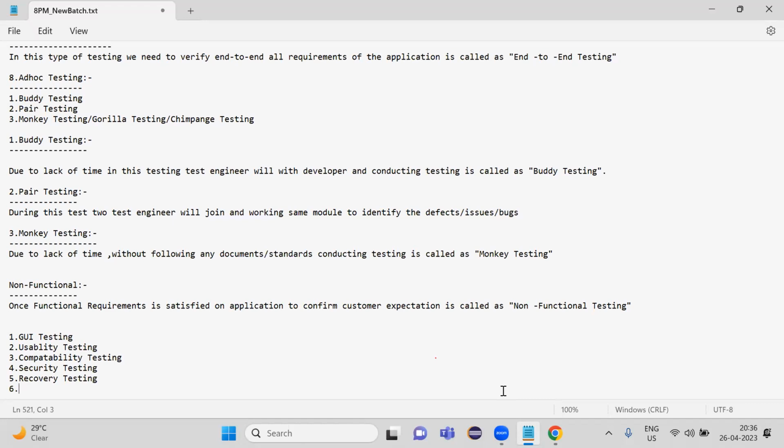And the next one is performance testing. Who will perform the performance testing? Has anyone ever conducted performance testing? Test engineer? Are you going to conduct performance testing? No, right? Customer? If the customer conducts it, then what is the use of it? Performance testers will be a separate team.